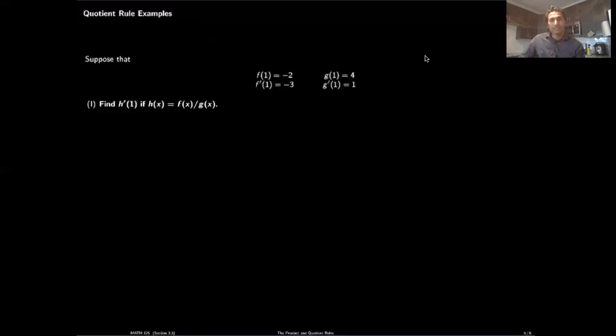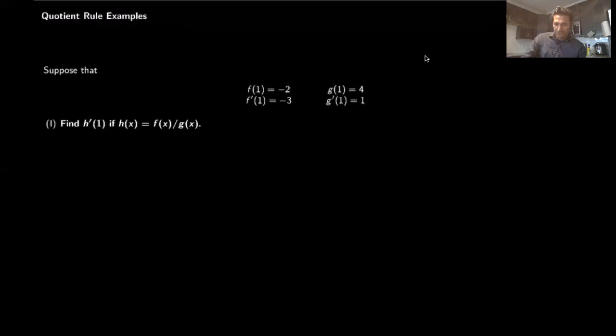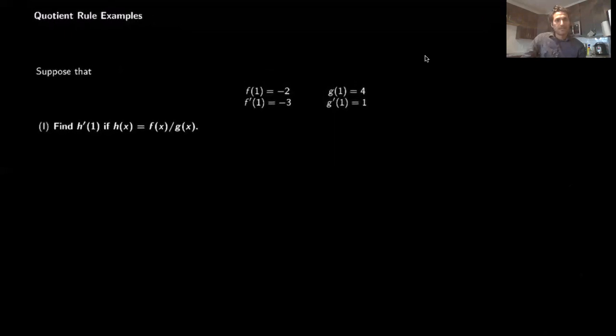Okay, the next question: in this problem, I did not give you the function. Instead, I gave you the values of the function and its derivative at some specific points. And we are asked to compute the derivative h prime of x, where h of x is a quotient of the functions f of x and g of x. So our h of x is f of x divided by g of x.